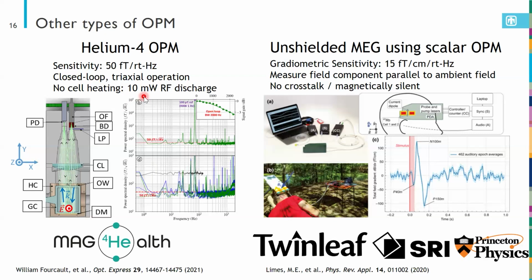Yeah, go ahead. In terms of sensitivity, is the helium-4 OPM, or the potential, is it more sensitive? Potentially, because it has a higher gyromagnetic ratio. Also, I think there's no spin exchange. I believe there's still spin exchange. Can you verify that, Matthew? There are some spin exchanges between the atoms in the metastable state and the atoms in the fundamental state.